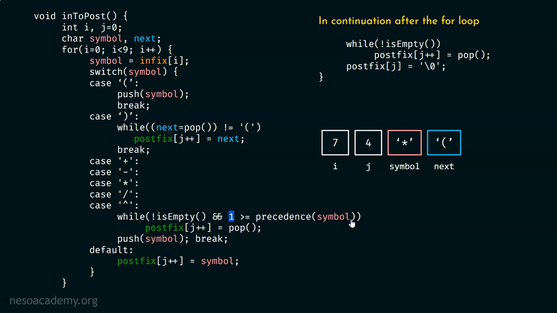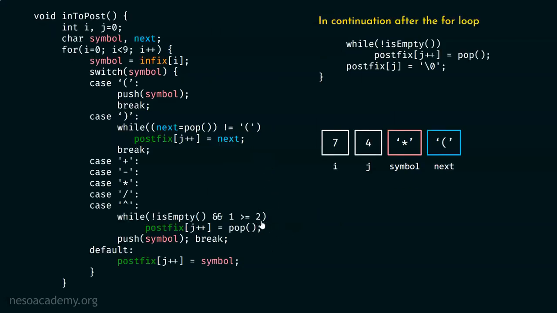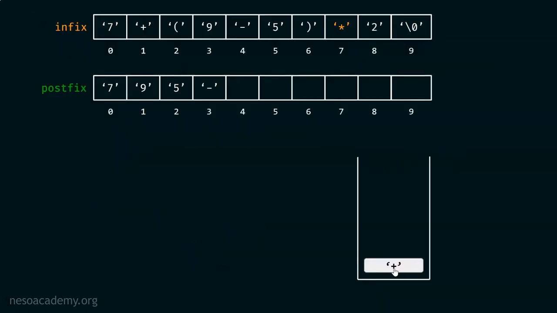After this, we'll check the precedence of the current symbol. We know this is star. So we'll check the precedence of star. We know this is 2. So we'll replace this by 2. 1 is not greater than or equal to 2. This becomes false. So we'll get outside of this while loop and we will simply push our current symbol onto the stack. Right? Is this making sense? So above this, we will push this element, that is star, onto the stack.